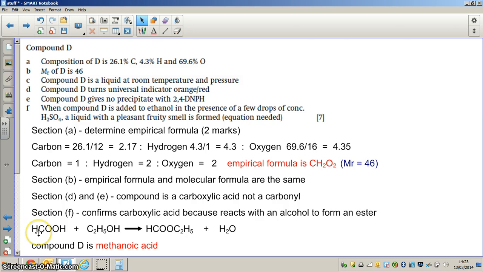The only carboxylic acid available with this relative molecular mass is methanoic acid. And writing this down structurally, we have methanoic acid plus ethanol forming ethyl methanoate, because the tail of the naming section comes from the carboxylic acid, and the front of the name comes from the alcohol. So in this case it's ethyl methanoate and water, and that's the summary answer to compound D.